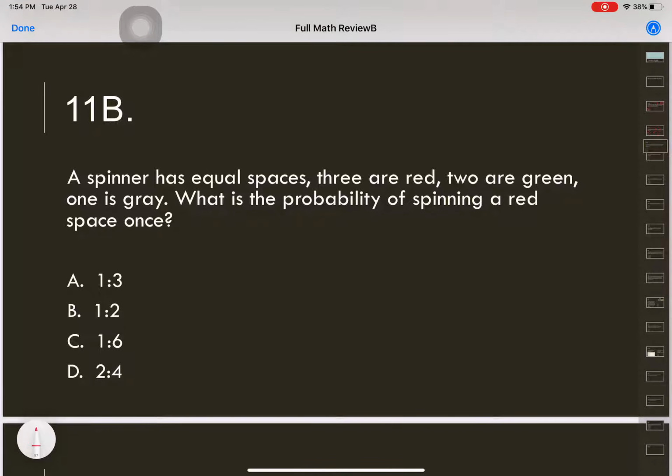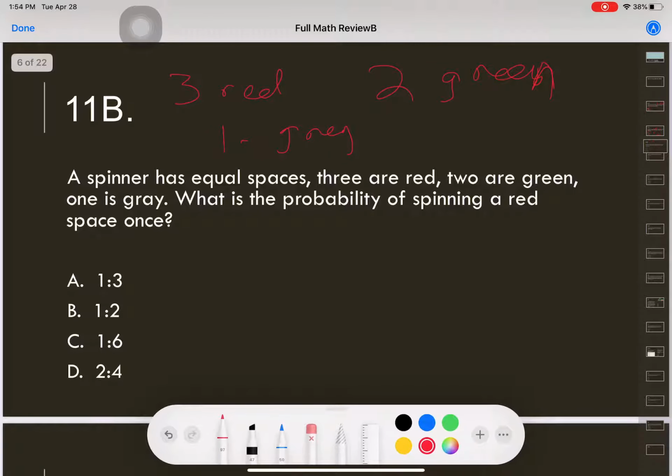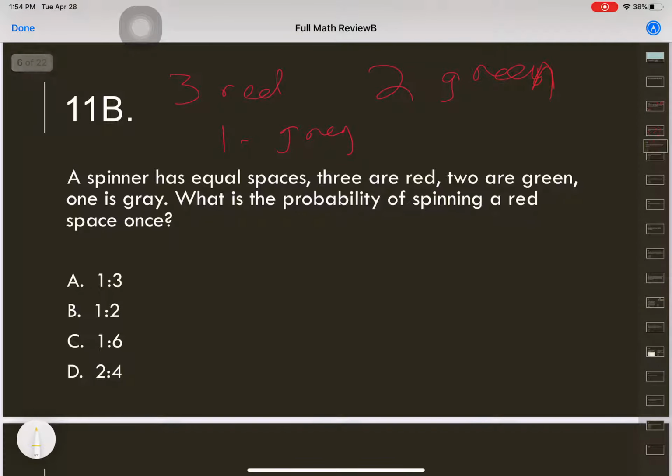A spinner has equal spaces. 3 are red. So 3 are now red. This one's a little different. 2 are green. Ooh, sorry. 1 is gray. What is the probability of spinning a red space? So as you notice, the last one was in decimal form. This time, let's change our color, by the way. Let's go yellow on this really cool background here. So now we're looking at 3 red, 2 green, and 1 gray.